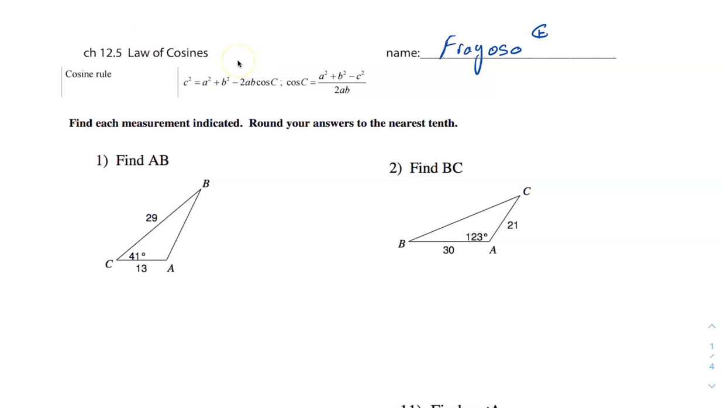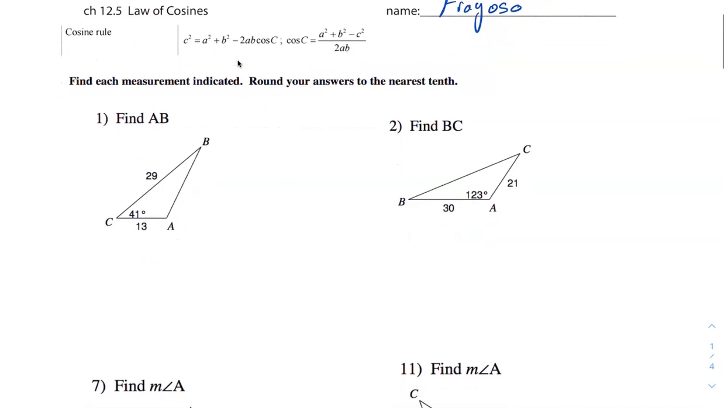Law of cosines worksheet. So let's get through this. Now remember, I will give you two formulas for law of cosines. This is from my IB class. So you have a cosine where this is easiest to find the side. If you're missing a side, this is the easiest way to find it.